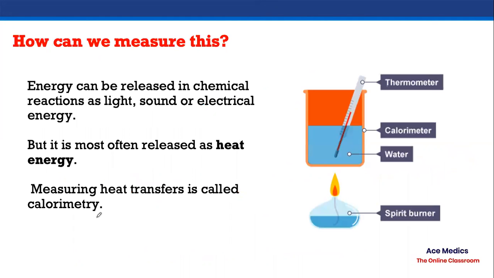So how can we really measure all of this? Measure heat, basically heat energy, or change in energy. Energy can be released in a chemical reaction as light, sound, or electrical energy. However, often it will be released as heat energy. To see how much energy is being transferred, you can measure heat transfers, or the change in heat energy, by using something called calorimetry. It's a bit difficult for me to pronounce that word.